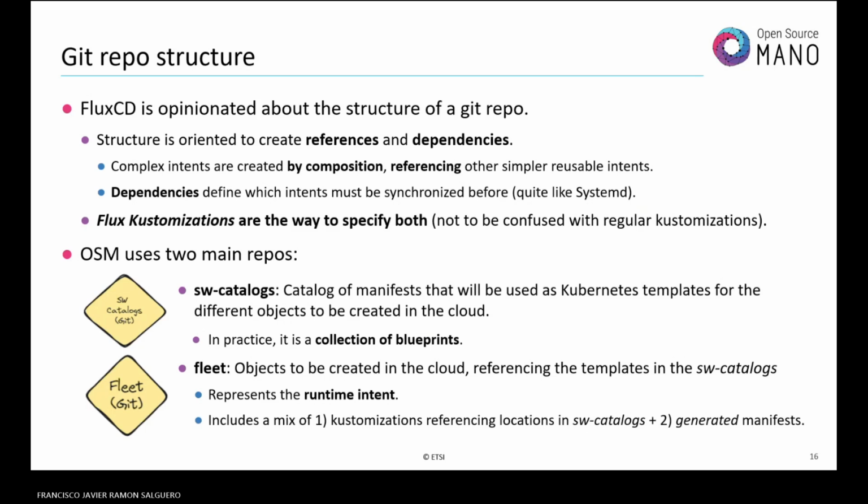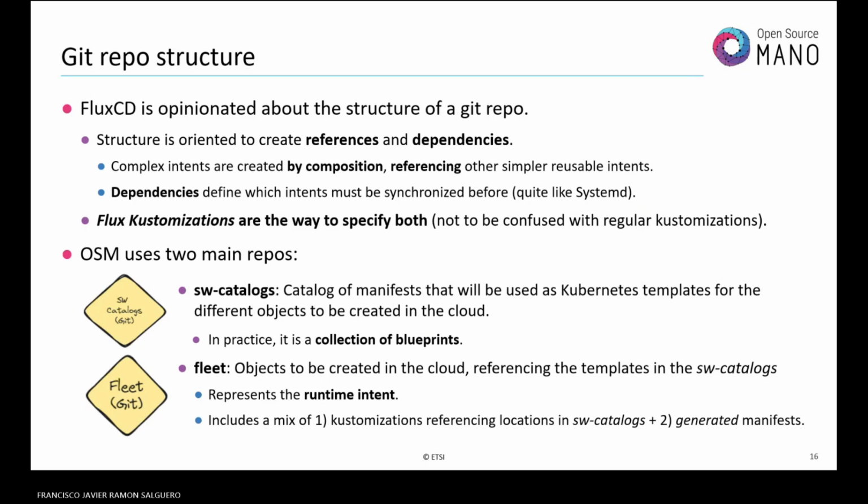Also, as you saw, the order matters. So you can define dependencies between layers of synchronization, between KSUs, whatever. So here the vehicle in FluxID are the so-called Flux customizations. That is the way to both gather remote references and specify if I should wait until others are ready.